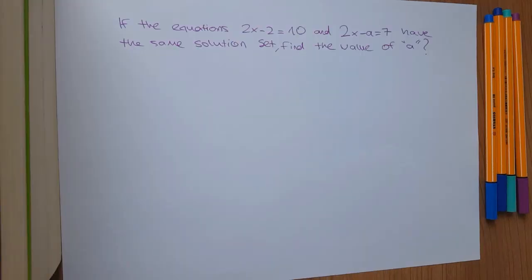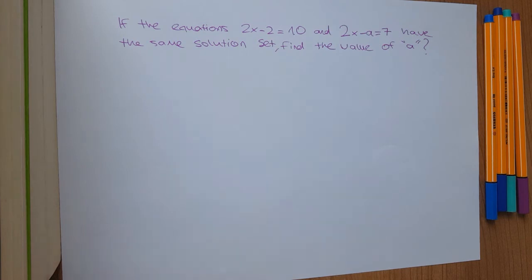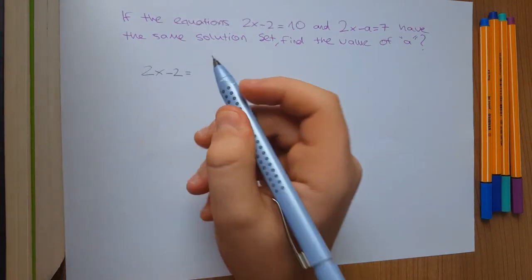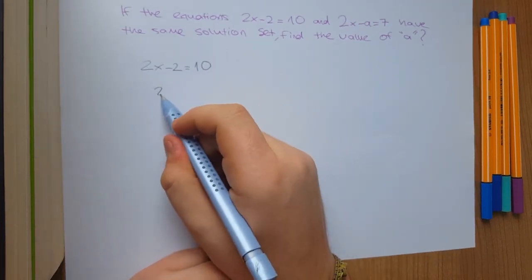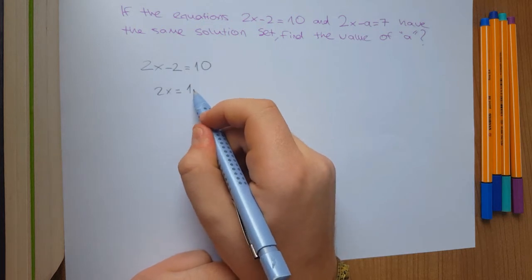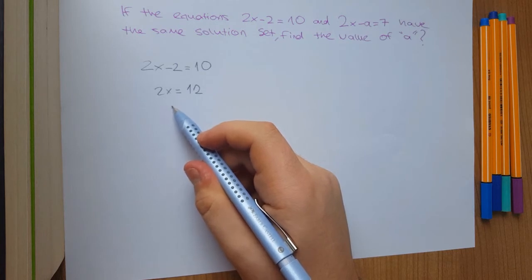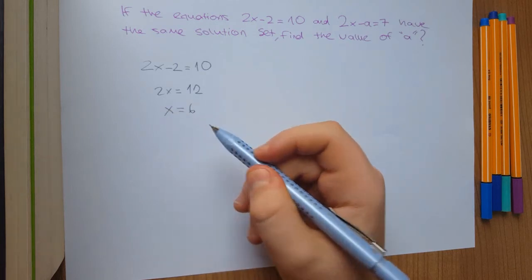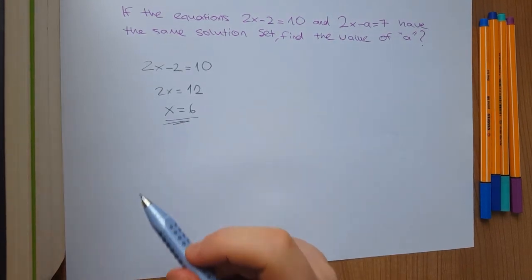Let's solve some questions. First, if the equations 2x minus 2 equals 10 and 2x minus a equals 7 have the same solution set, find the value of a. We add 2 to each side and then we get 2x equals 12. Then we divide each side by 2 in order to get the result of x. x equals 6. So the solution set of both equations should be 6.